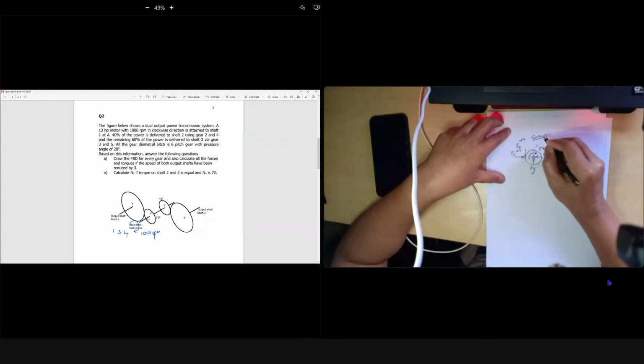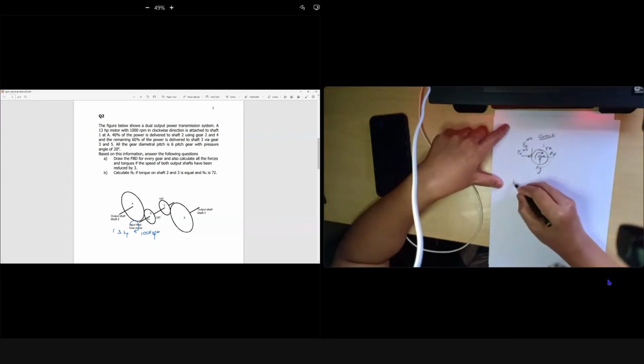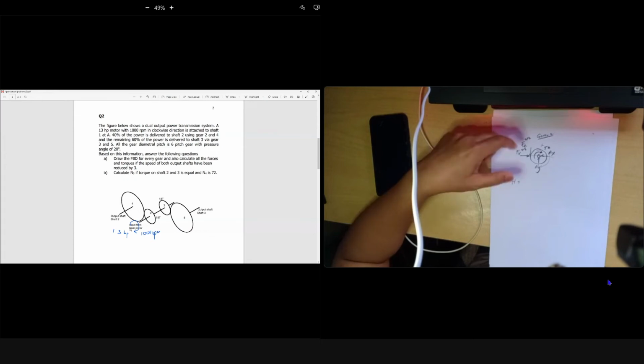But our starting point, that F tangent 4 to 2, is given that horsepower. Okay, be careful. Look on your note. This is English unit. Betul tak? Because it's horsepower lah. 13 horsepower.